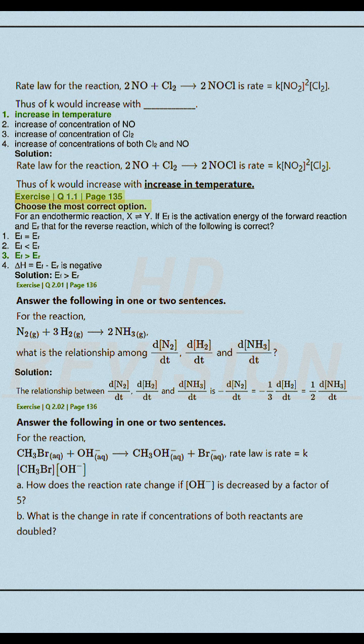Exercise Q 1.1, page 135. Choose the most correct option. For an endothermic reaction, X ⇌ Y, if Ef is the activation energy of the forward reaction and Er that for the reverse reaction, which of the following is correct? 1) Ef = Er, 2) Ef < Er, 3) Ef > Er, 4) ΔH = Ef. ΔH is positive. Solution. Ef > Er.